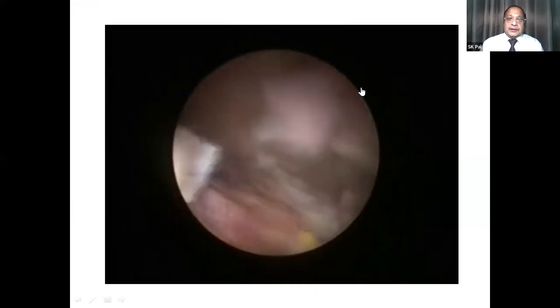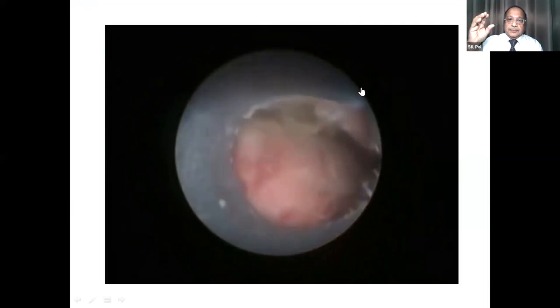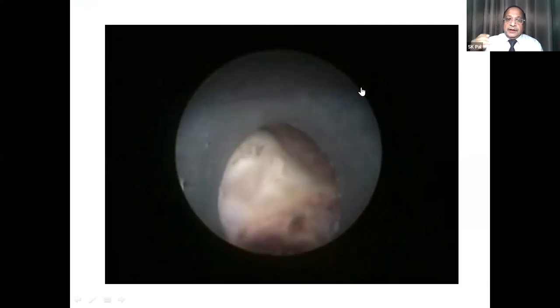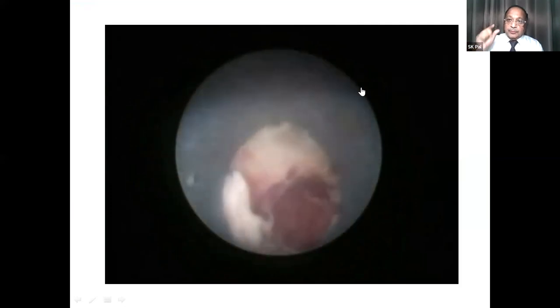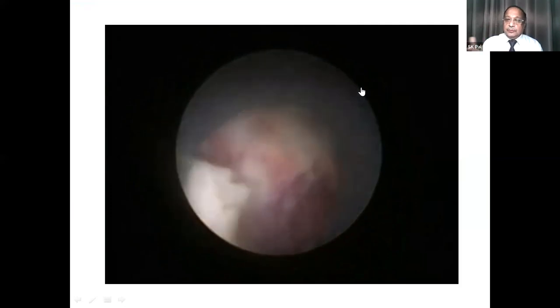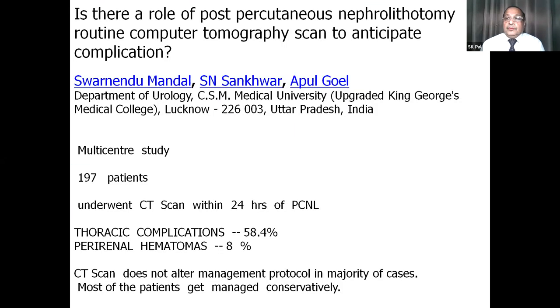So for perinephric hematomas, you should do a CT study so you know in relation to the kidney where this hematoma is, near the upper pole, middle pole or lower pole, anterior to the kidney or posterior to the kidney, and then depending upon that you make 2 tracks in the perinephric hematoma and you can remove it. All this hematoma was removed.